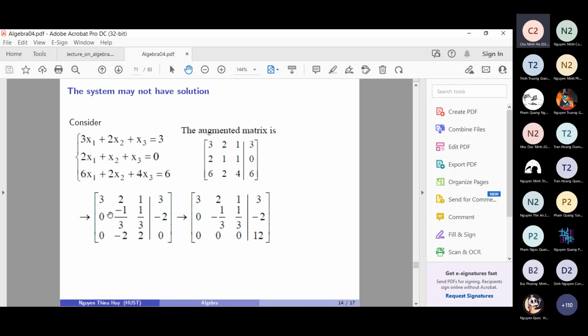So I just multiply 6 with row 2, subtract it from row 3, and add it here. And you obtain 0, 0, and you obtain 12 here. And you obtain a contradiction, because the last equation here means 0x3 equals 12, means that 0 equals 12 now. This is a contradiction, and this contradiction means that the system has no solution. Right?